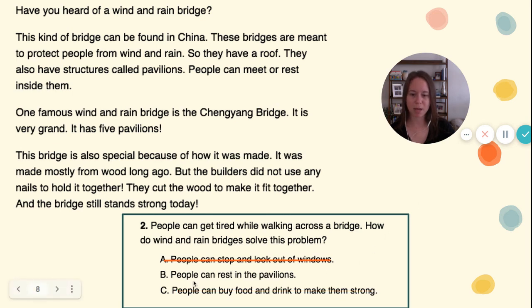What about B, people can rest in the pavilions? I crossed out C. Can I find that answer in the text? Let's see. Oh, well, look at here. People can meet or rest inside them. That absolutely makes sense. I found the evidence right in the text, and I know that my answer choice has to be B.